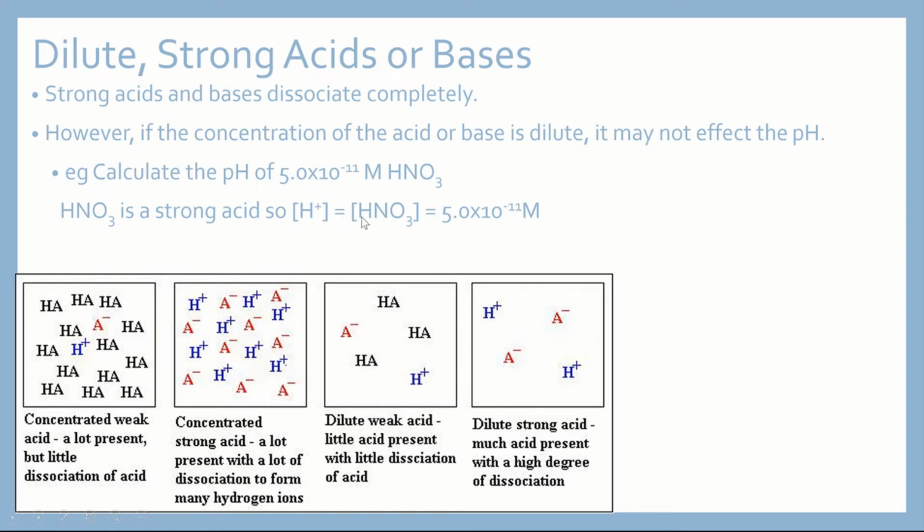Whatever concentration of HNO3 is, that will be our concentration of H+. Every single one of these guys will break apart, like in this picture here. It's a strong acid. So our concentration of H+ is 5.0 times 10 to the negative 11th molar. So we plug that into our pH equation, and we get a pH of 10.3. Wonderful, you might say, and you might jot that down on the test and move on.